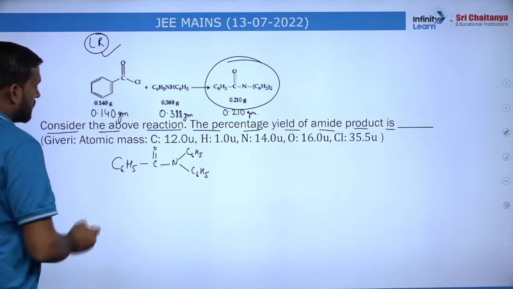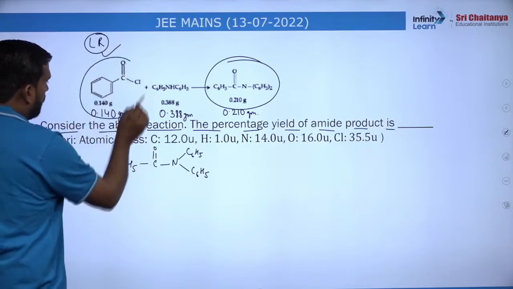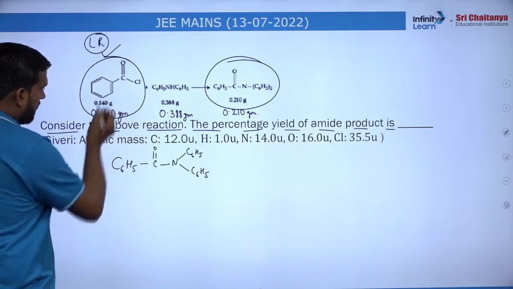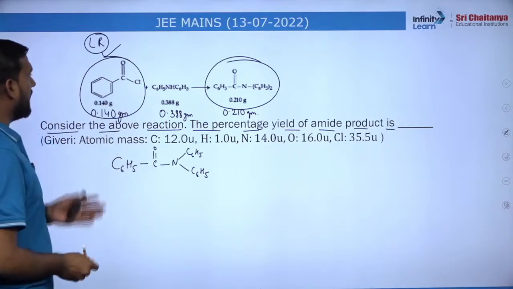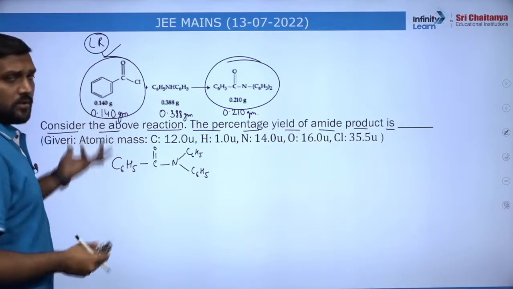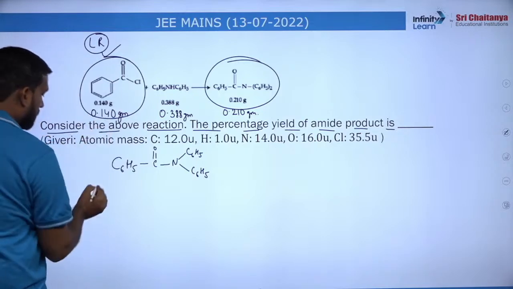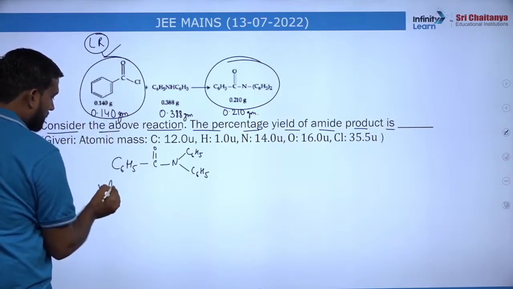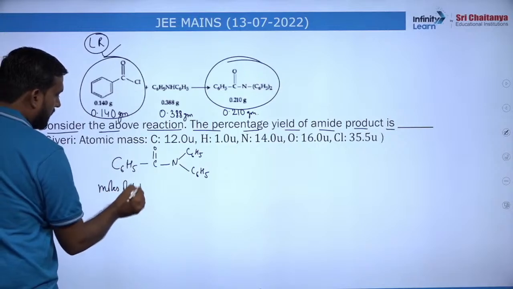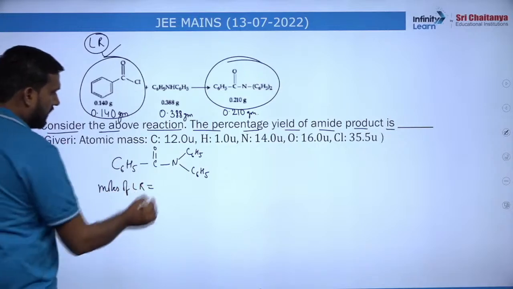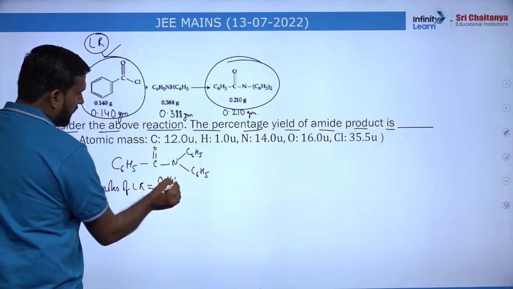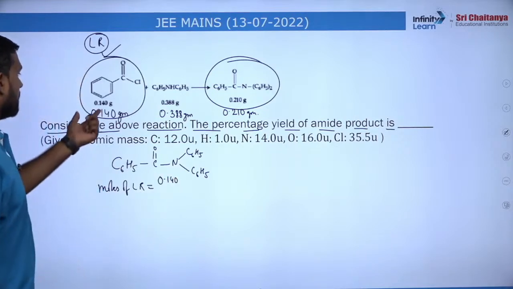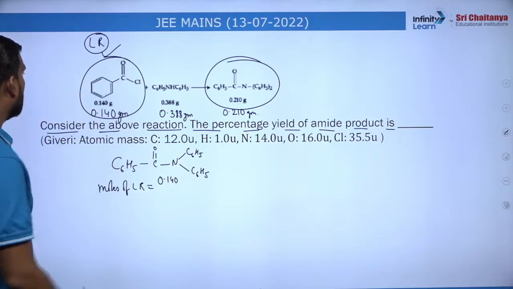Okay. So, if I go for the moles calculation of it, let's try to calculate it. So moles of the limiting reagent will be equal to the given mass, that is 0.140, divided by the molecular mass of it. Let's try to find it out.